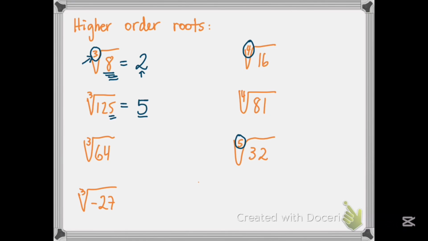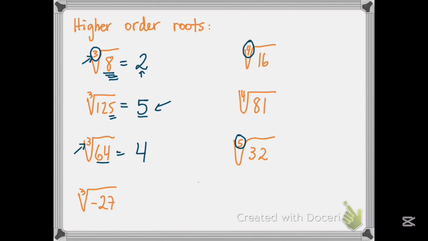Okay, the next one is the cubic root of 64. So again, which number multiplied by itself 3 times gives me 64? And we already said it when we were looking at the answer for this one. We said it. The answer is 4. Why? Because 4 times 4 is 16, times 4 is 64.